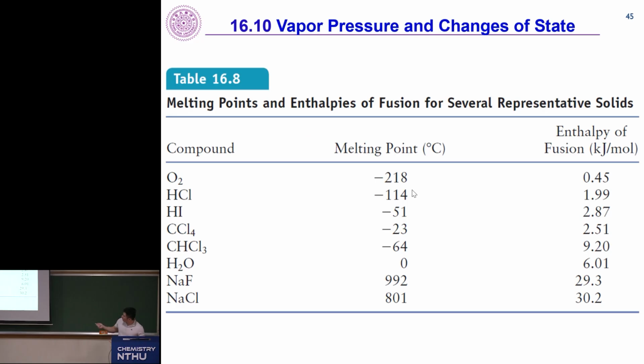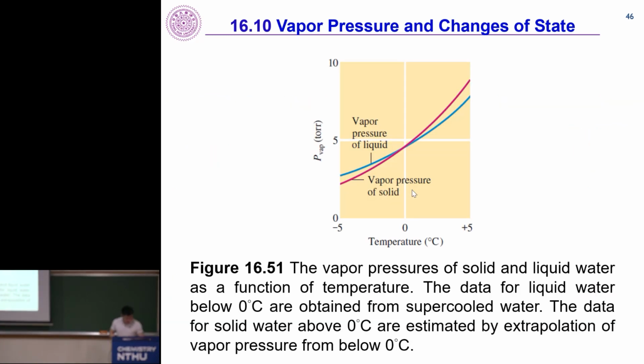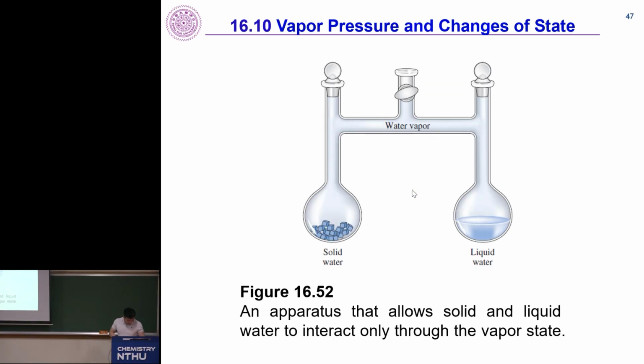Sorry, this is for gas to liquid. So this is the enthalpy of fusion, right? So you're actually freezing the liquid. And the vapor pressure of solid and liquid water is a function of temperature. The data for liquid water below 0 are obtained from supercooled water. The data for solid water above 0 are estimated by calculating vapor pressure from below 0. Okay? See here?